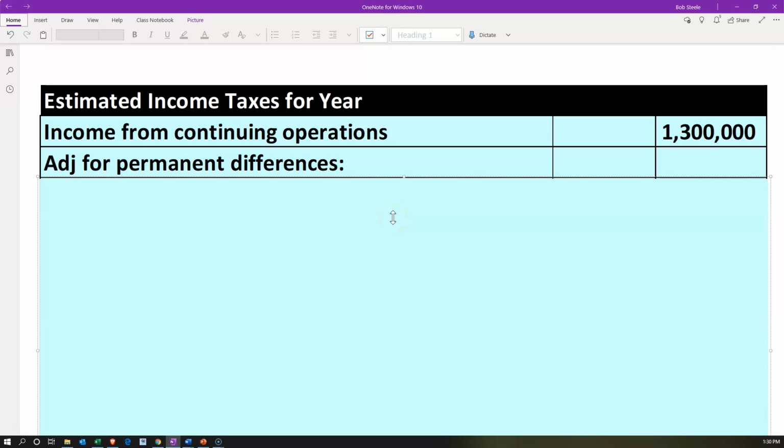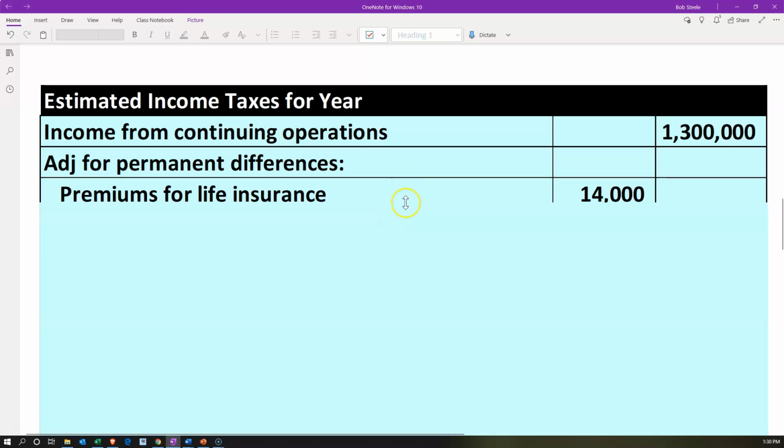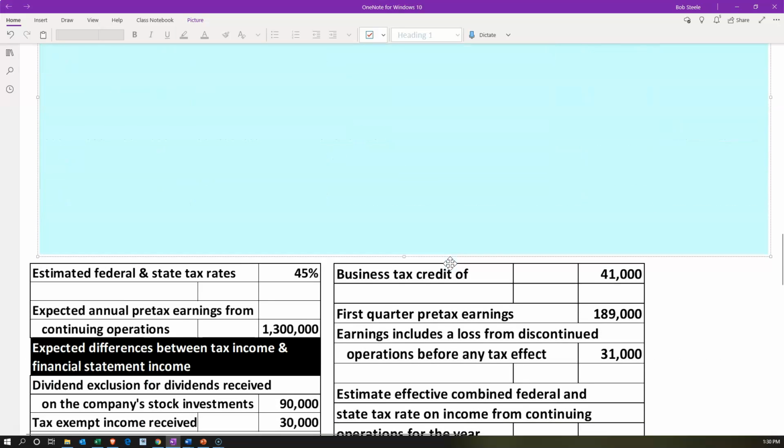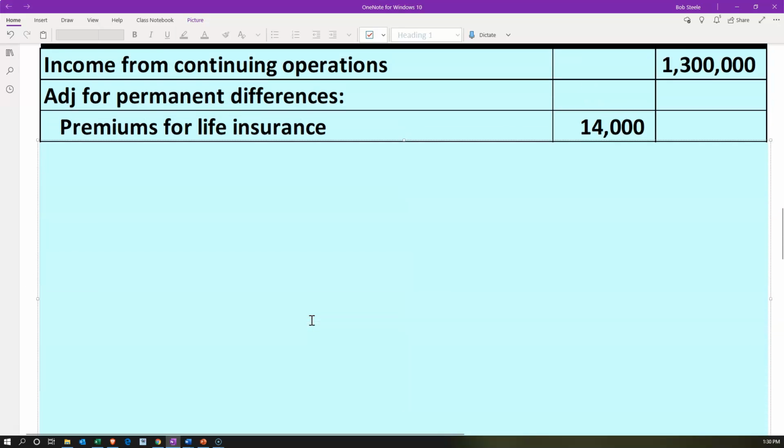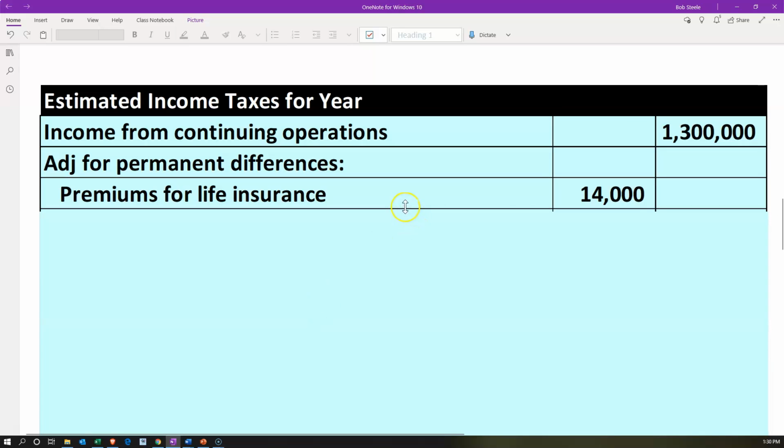Then we're going to make the adjustments for permanent differences. These are differences between the taxable income and the book income, this being the book income that we have projected out. We're in the first quarter, and we annualized it so that we can make these calculations. Then we're estimating that the premiums for the life insurance is going to be a permanent difference of 14,000. If we scroll down here, we see in our data, we had premiums for life insurance on officers where the company is the beneficiary. So we deducted that for book purposes. We're not going to be able to for tax purposes. It's a permanent difference. Therefore, we will add that back.